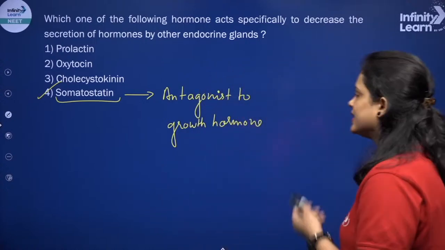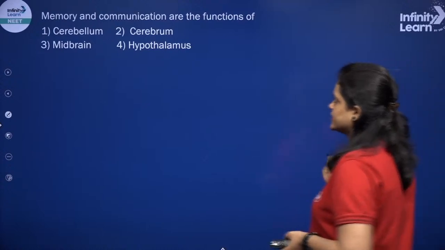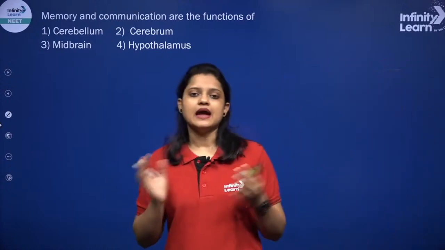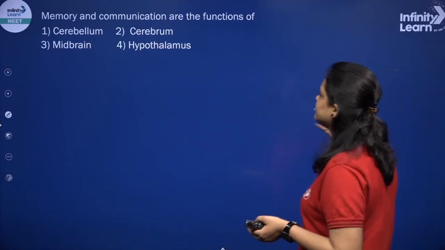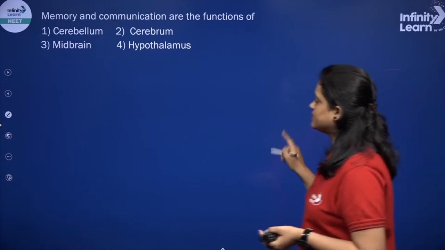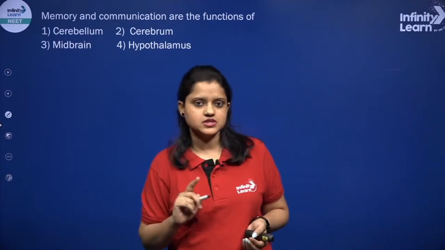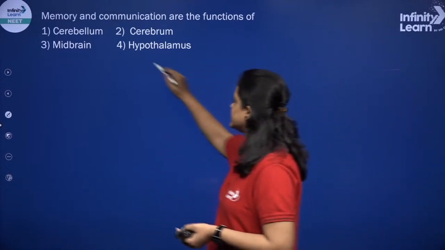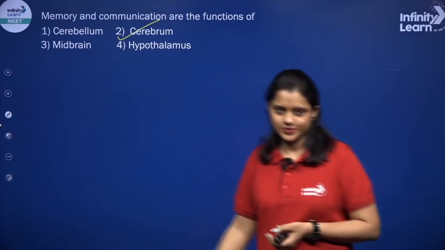Okay, let's move on to our next question. Memory and communication are the function of cerebellum, cerebrum, midbrain or hypothalamus. Correct option will be cerebrum.